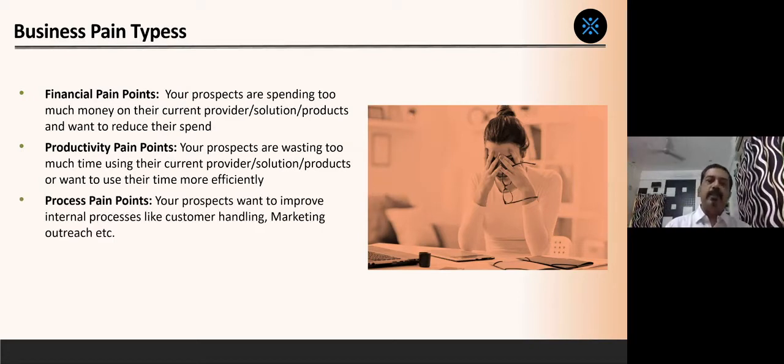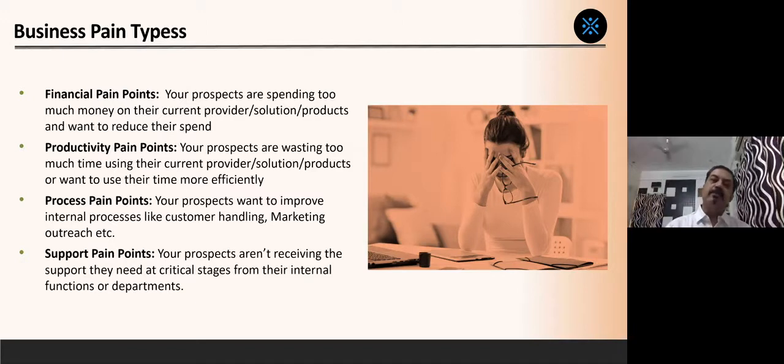And then there are process pains, right? So a lot of companies have defined processes in place, and a lot of these processes are less efficient. So they keep on improving the processes, and to do that, they need a lot of services, products, solutions. So these are pains related to processes.